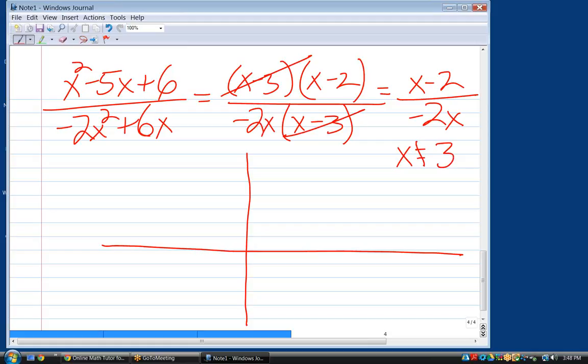So this is the kind of problem where you get a hole. Whenever you have factored out something that would have been a vertical asymptote, in other words, had I not factored out the x minus 3, I would have had a vertical asymptote at x equals 3 and x equals 0. Well, now I don't anymore. Because I was able to factor the x minus 3 from the numerator and the denominator, it no longer is a vertical asymptote. It still is a hole. And when we get done drawing the graph, we'll put a little hole at x equals 3 to designate that.